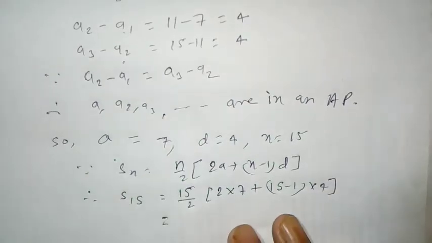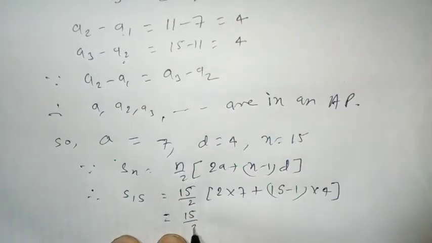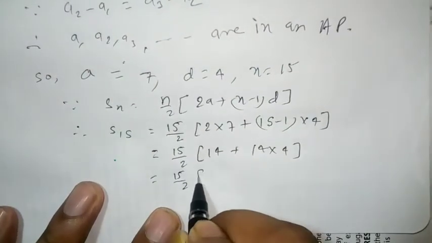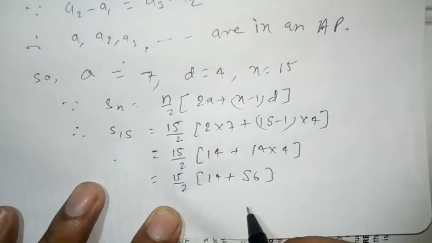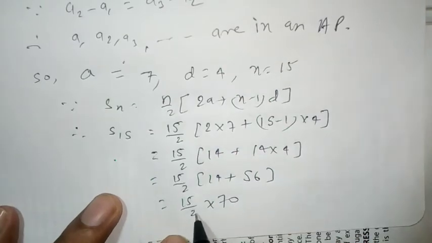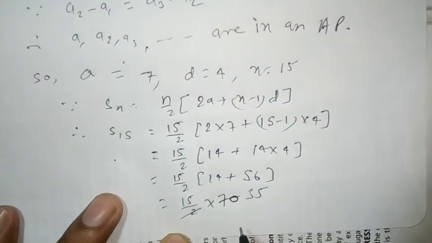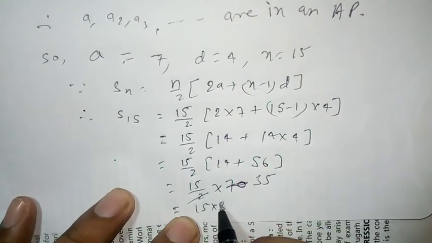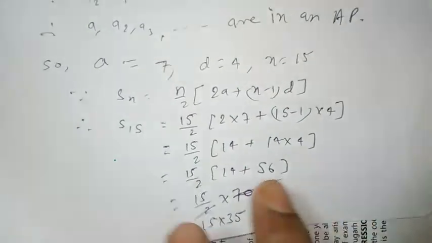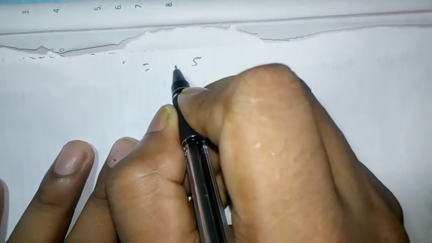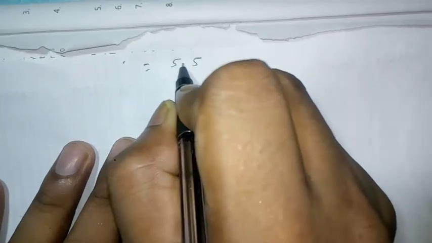is equal to 15 by 2 into (14 plus 14 into 4), 15 by 2 into (14 plus 56), 15 by 2 into 70. 70 divided by 2, then we get 35. So 15 into 35 is equal to 525. Answer.